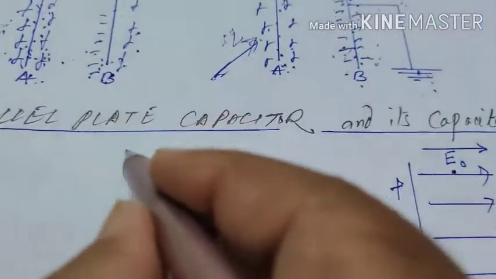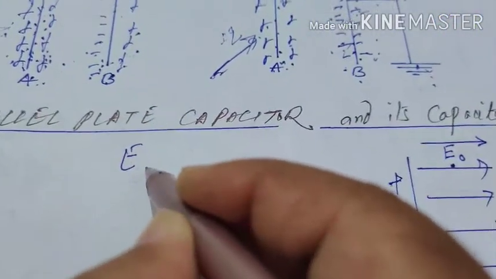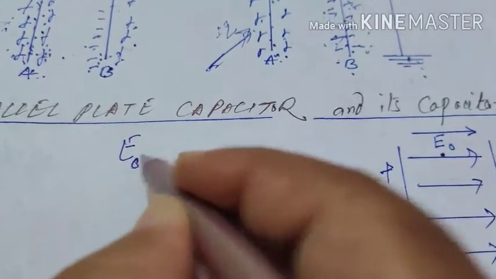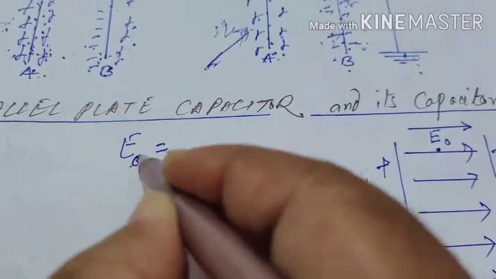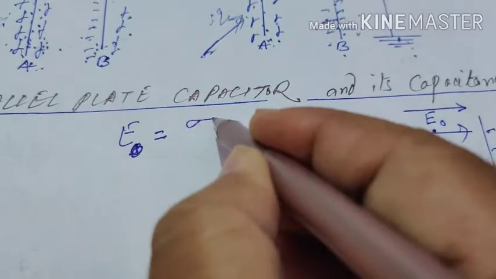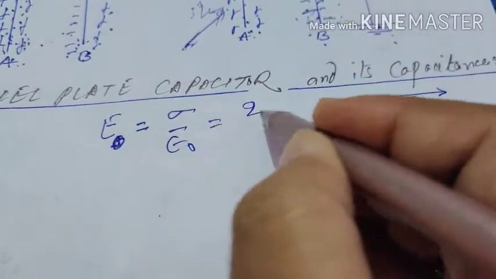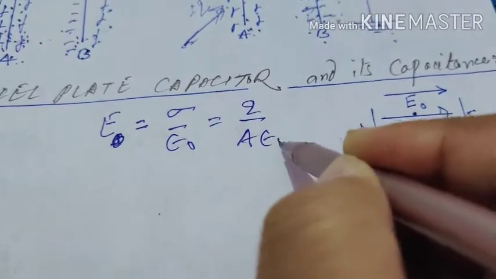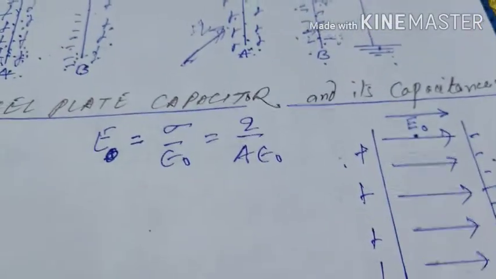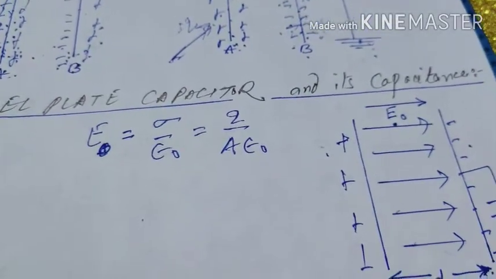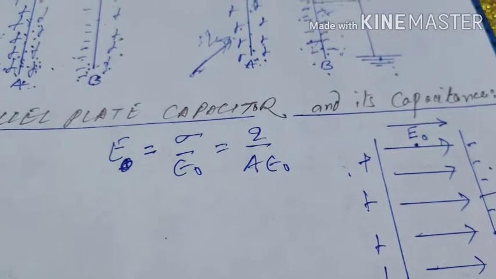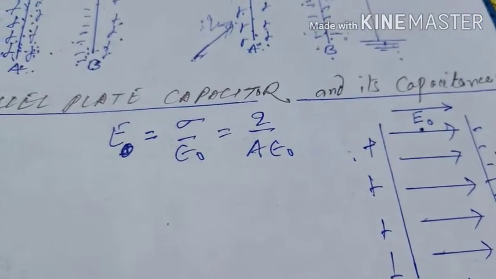And we know that between two plates, out of which one is positive and another one is negative, the electric field is sigma over epsilon naught. For sigma it is Q by A, so the electric field will become Q by epsilon naught into A. So this is the electric field between the plates of the capacitor.